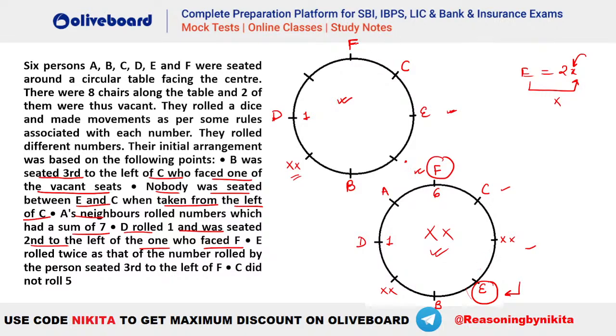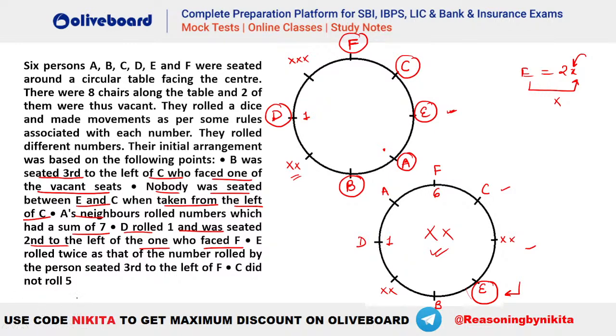Okay. So in this case, you can see that F is here. Third to the left of F is this person. So whatever this person rolls, twice of him will be rolled by E. So that means A, who is the remaining person, will be here, and this will be the vacant seat here. Okay, so we have got all the people here. So D is here, C is here, E is here, A is here, and B is here. Now we need to find all the numbers that we have, right? We have to find who is rolling which number. Okay, let's try.